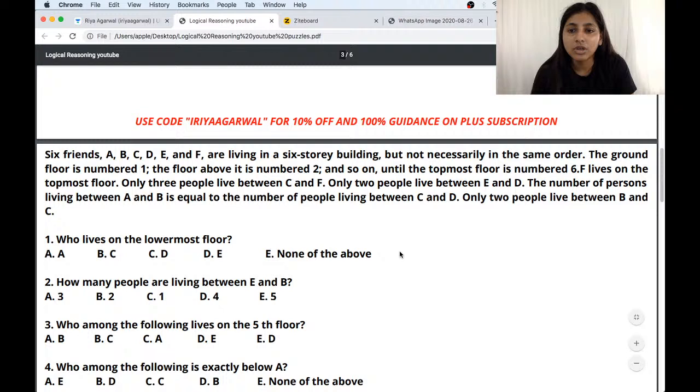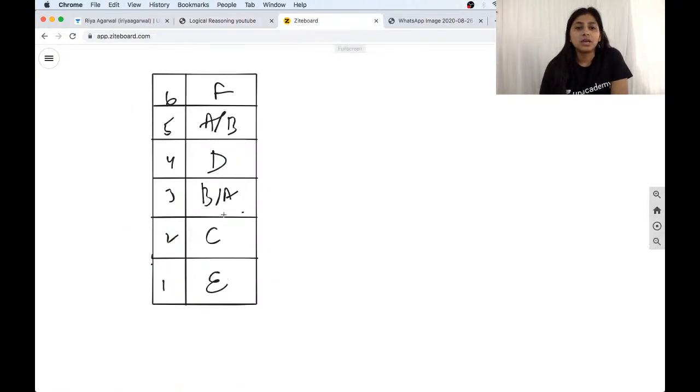Let's figure out if there are more clues. The number of people, okay. Only 2 people live between B and C. Now if there are 2 people between B and C, then B cannot be here. B has to be on the 5th floor. So from there we have got the entire arrangement.